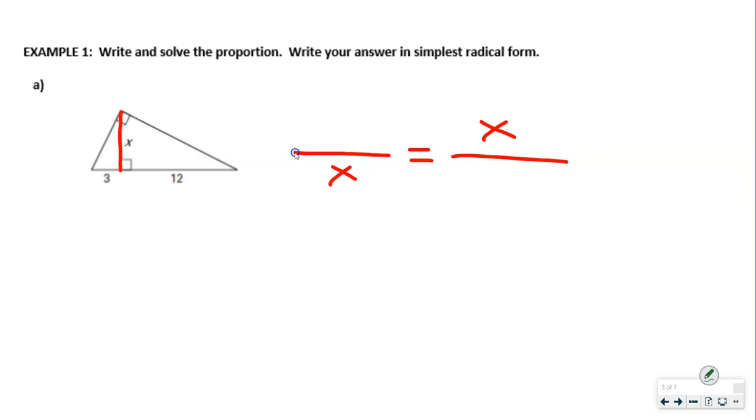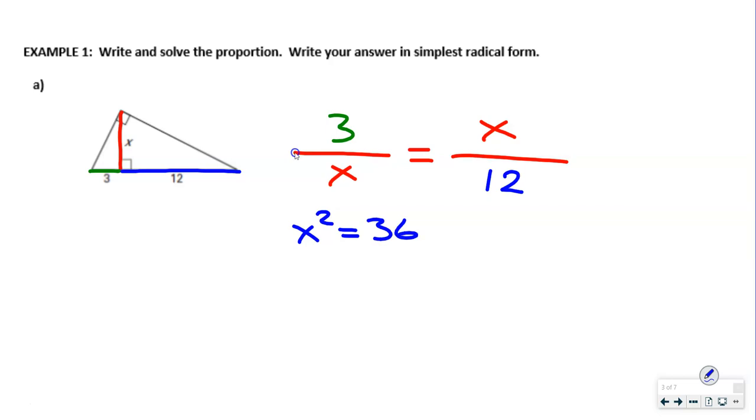Now, part 1 of the hypotenuse can be either side. It doesn't matter. I'm just starting on the left. So that's going to be my part 1 of the hypotenuse. Then part 2 of the hypotenuse will be my other spot. So I've got 3 over x equals x over 12. Then I just cross multiply and solve for x. So x times x gives me x squared. 3 times 12 gives me 36.